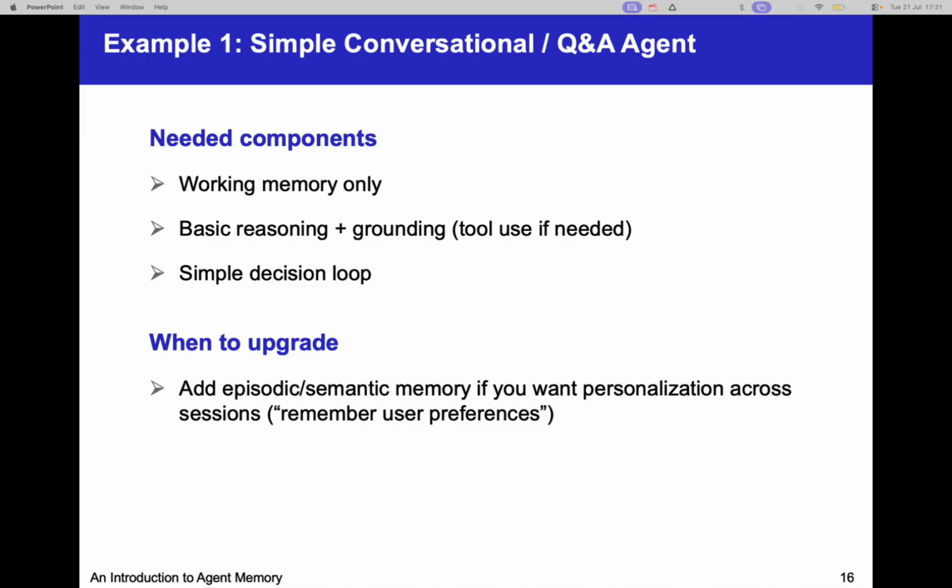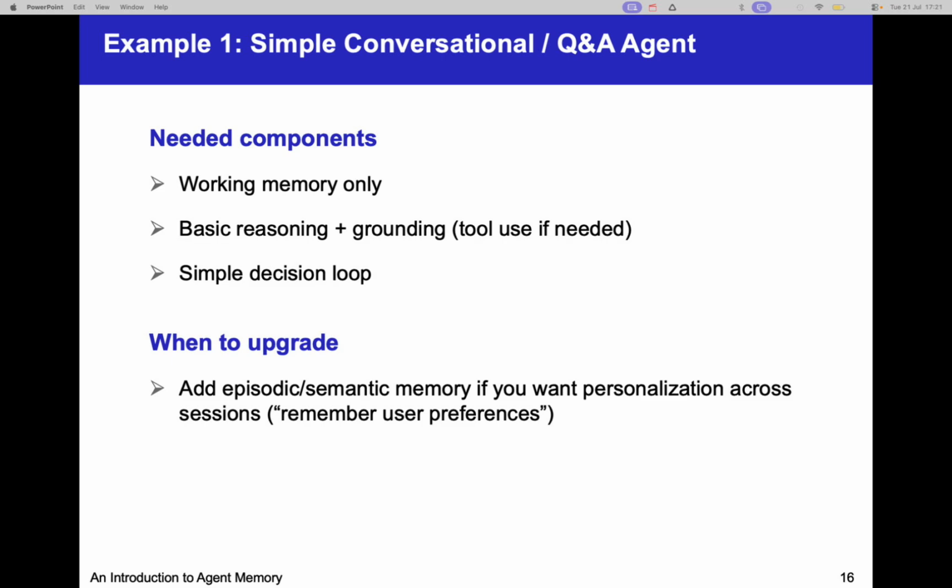A simple conversational agent probably needs working memory only, basic reasoning and grounding, that is, it gets some tools, and it gets an LLM for the reasoning. And a very simple decision loop, probably just a prompting or ReAct type of style interaction that you have with a simple conversational agent.